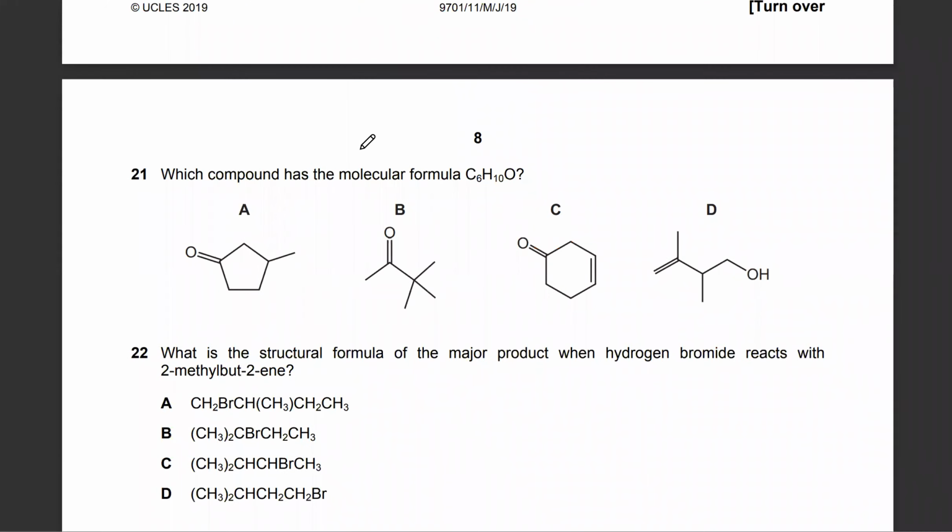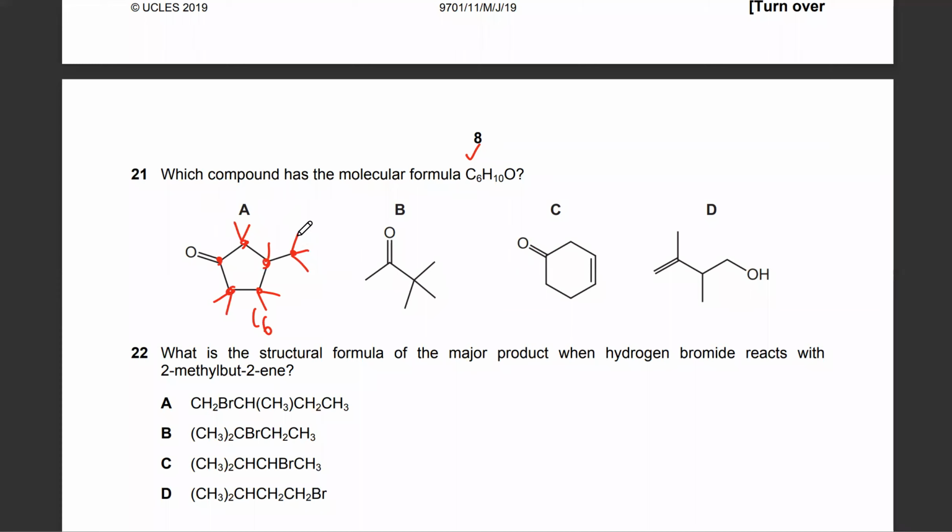Now moving to the next one, he's asking which compound has the molecular formula C6H10O. This is a question about skeletal formulas, so you have to be good at them. First, 6 carbon atoms: 1, 2, 3, 4, 5, and 6. That is fine for the first one. So C6. Count the H's now. This one has 2 H's, this one has 1 H, this one has 3 H's, this one has 2 H's, and this one has 2 H's. This one has 4 bonds, so it's not going to have any H.